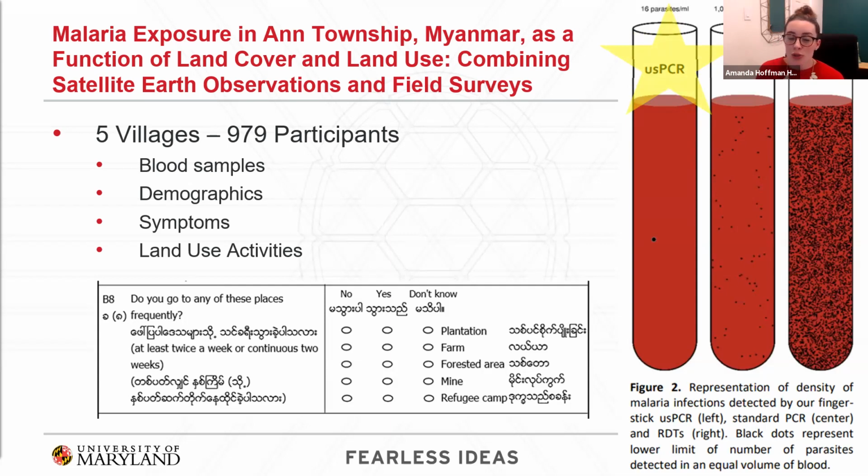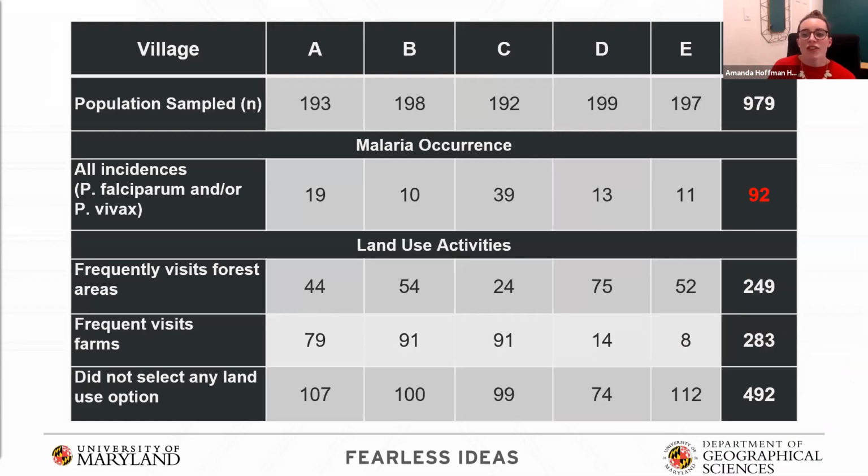Specifically, they asked, do you go to any of these places frequently? Plantations, farms, forested areas, mines, or refugee camps? For the sake of time today, I'm only going to focus on farms and forested areas. Within the study population, there were 92 cases of malaria, which is a little less than 10% of the sample population. All of the malaria cases, except for one, were wholly asymptomatic. So 91 of these people were completely unaware that they had malaria parasites in their blood at the time.